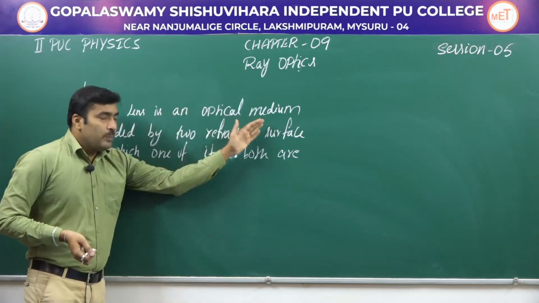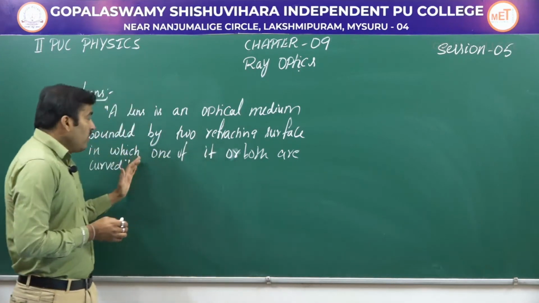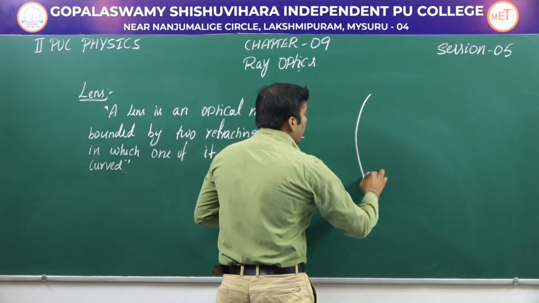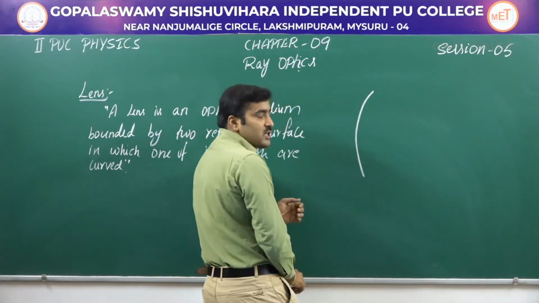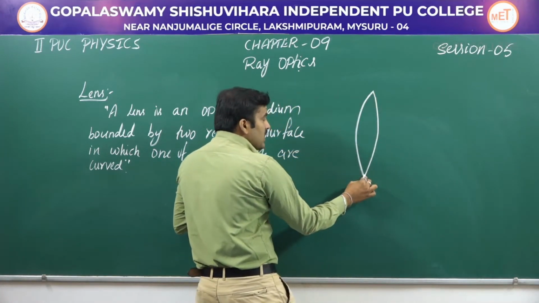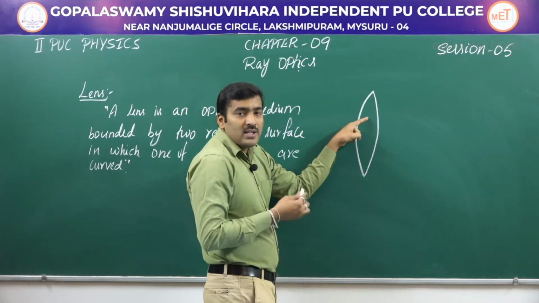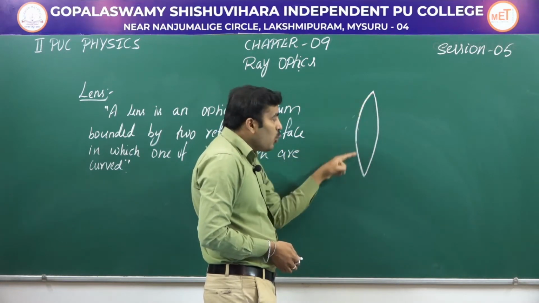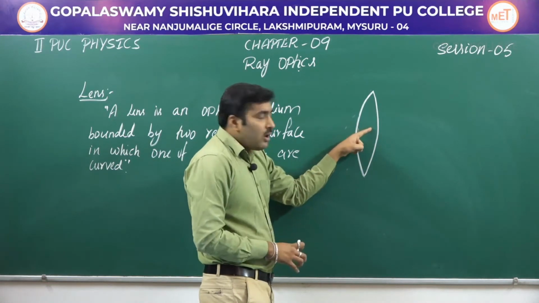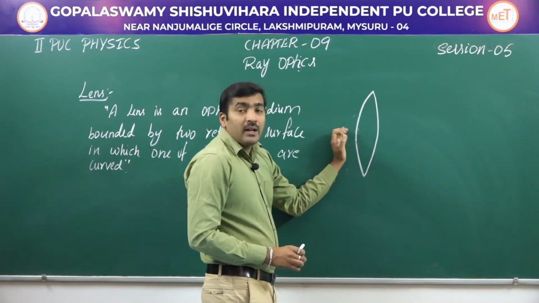A lens is an optical medium bounded by two refracting surfaces in which one or both are curved. If you consider two refracting surfaces, this is one refracting surface and the other one is joined to this. Okay, so this is nothing but a lens. A lens is a refracting medium, an optical medium bounded by two refracting surfaces, one of which should be curved. Either this one or this one has to be curved, or both may be curved. So this is nothing but a lens.